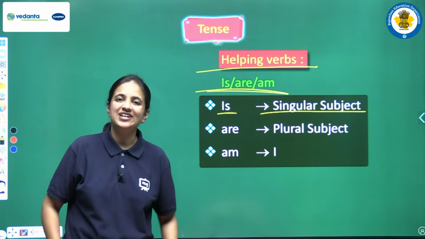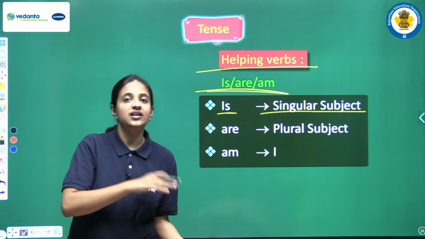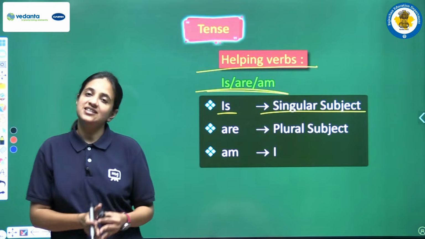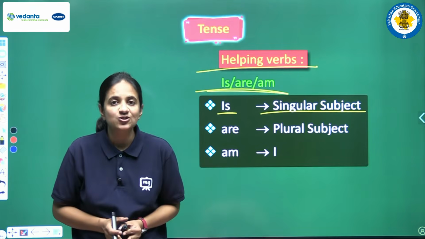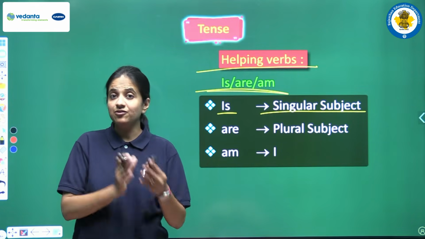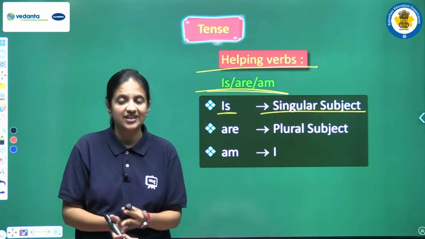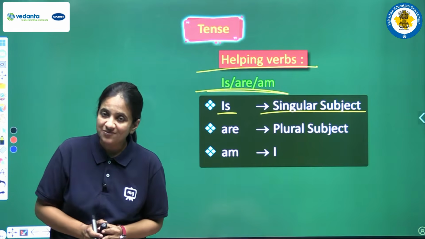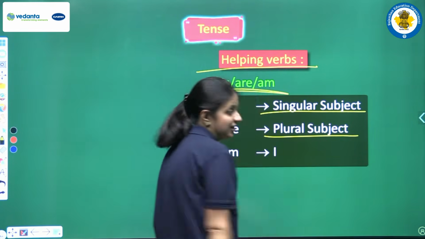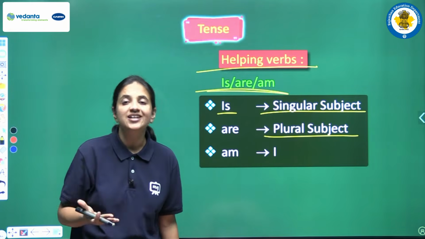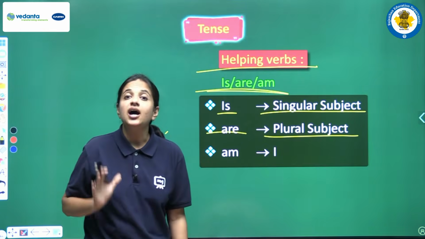I am very sure that now you all are aware of what a subject is, and what singular and plural are. We can say that the subject is the doer of some action, because every sentence has an action verb, the main verb, and the doer of that action is known as the subject. So if we have a singular subject, then we will use is, and if we have a plural subject, plural meaning more than one, then we will use are, okay?